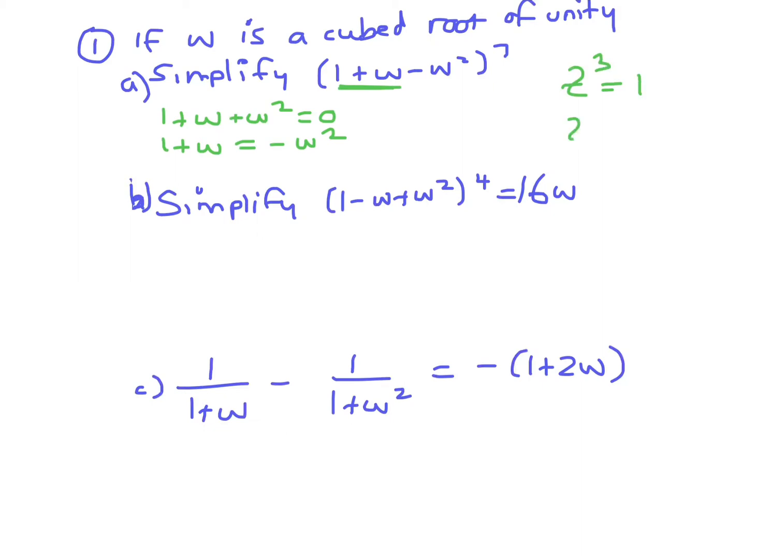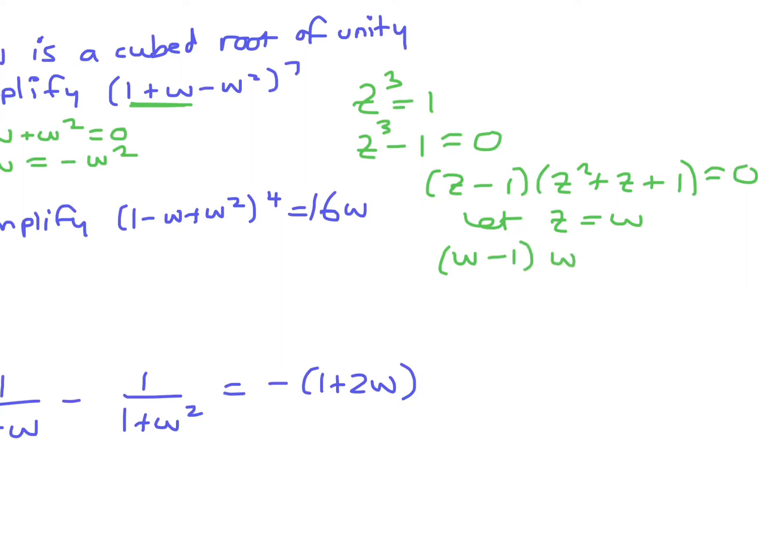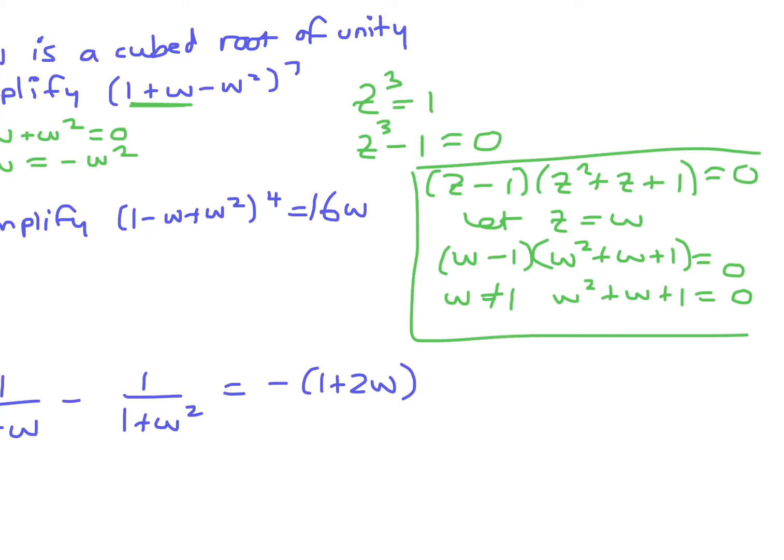If z cubed equals 1, another way of showing that 1 plus omega plus omega squared equals 0 is to just factorise. You factorise like this, and then you get z minus 1, z squared plus z plus 1 equals 0. You let z equal omega, because omega is a root of this equation, so it should satisfy it. When you sub it in, you get 0. Now omega minus 1, well, omega cannot equal 1, because omega is a complex root. So therefore omega squared plus omega plus 1 equals 0. That makes it quite a simple way rather than going through and solving it.